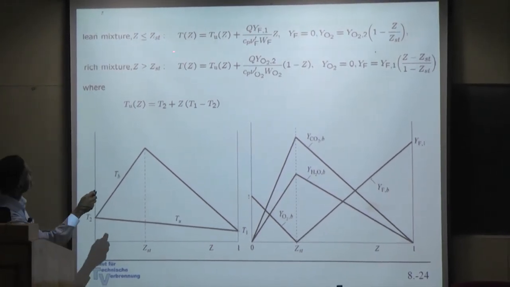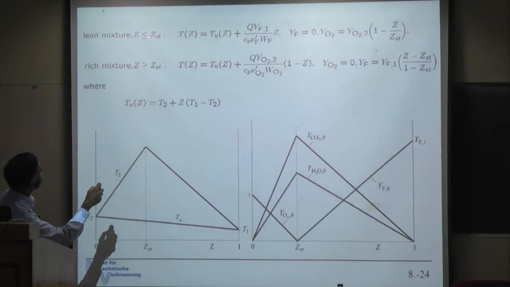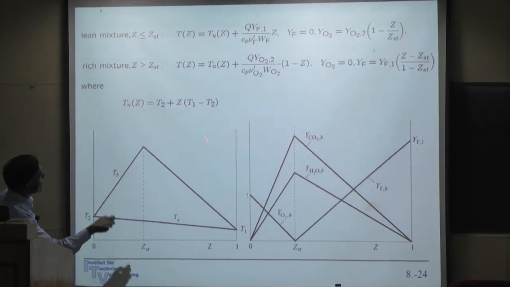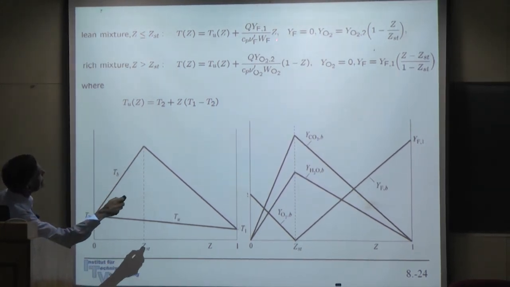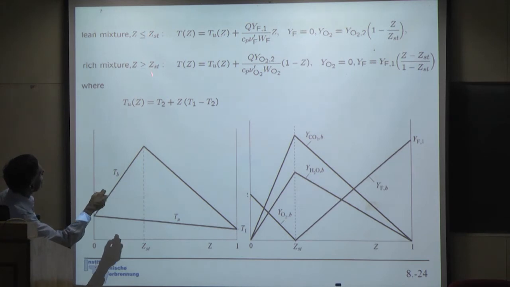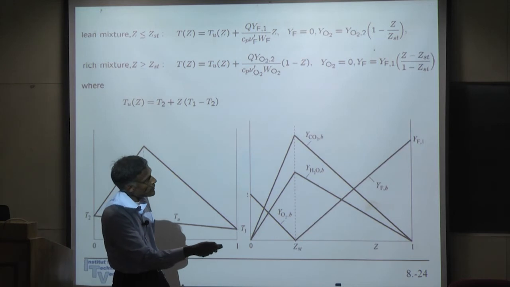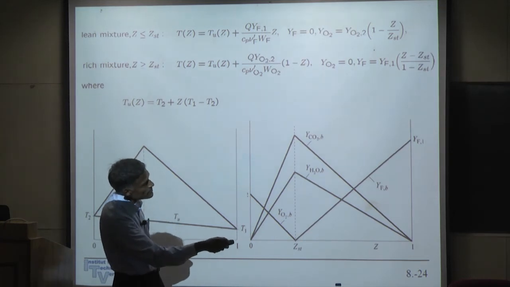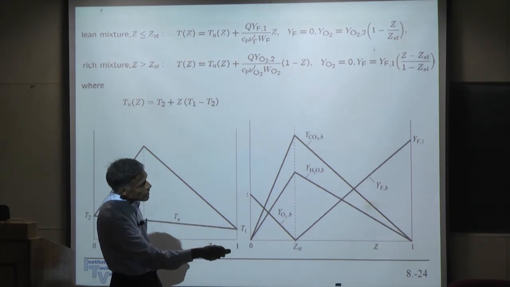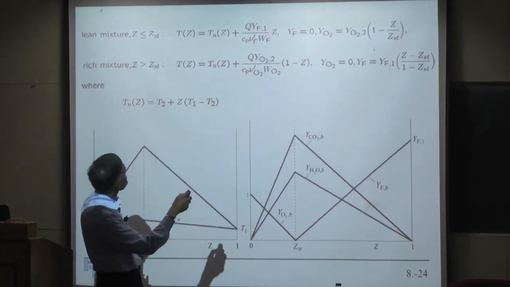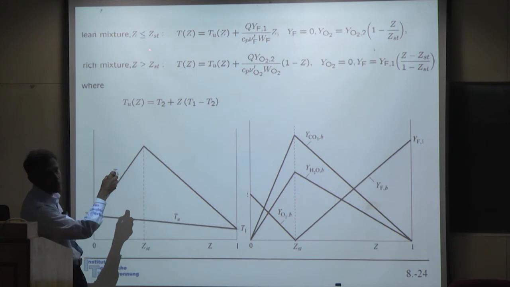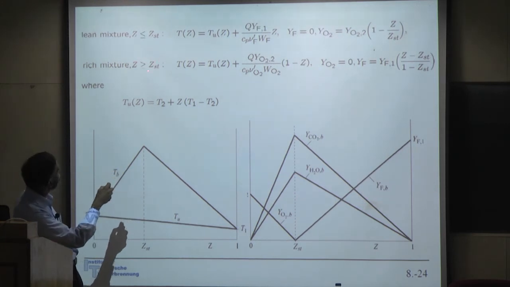If you look at the temperature profile in the region Z less than ZST, which is in this region, there's no oxygen. So you take a similar coupling function with O2, and you solve that, and you can get this. You get this temperature profile on this side. And on this side, Z greater than ZST.